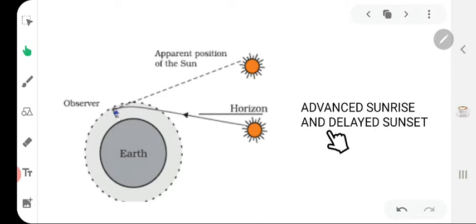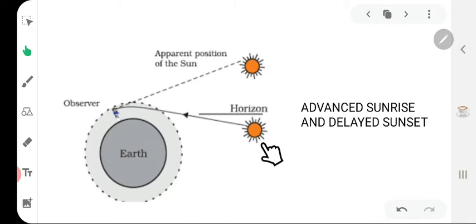Advanced sunrise and delayed sunset. The sun is visible to us about 2 minutes before actual sunrise and about 2 minutes after the actual sunset because of atmospheric refraction. By actual sunrise, we mean the actual crossing of the horizon by the sun. Now you can refer to the figure when the sun is near the horizon.